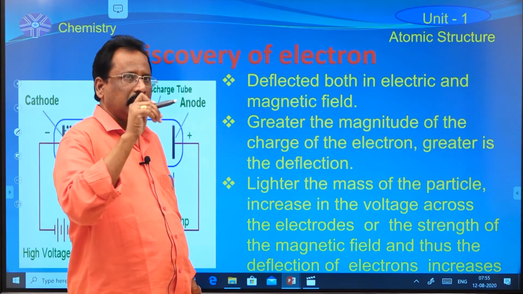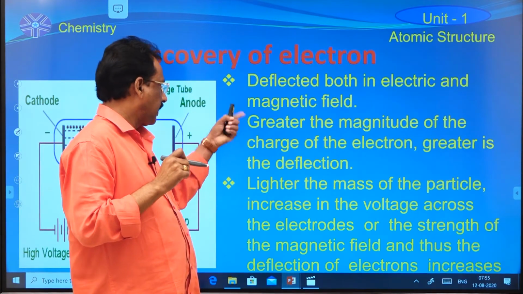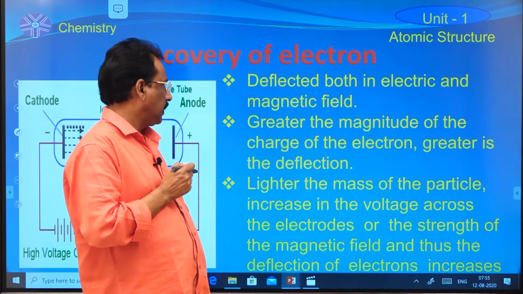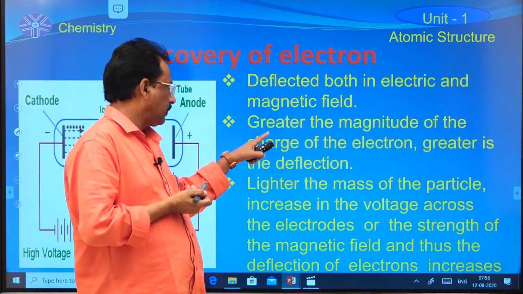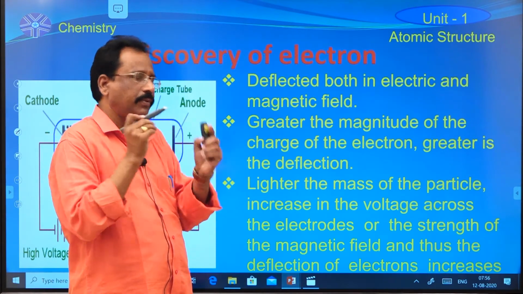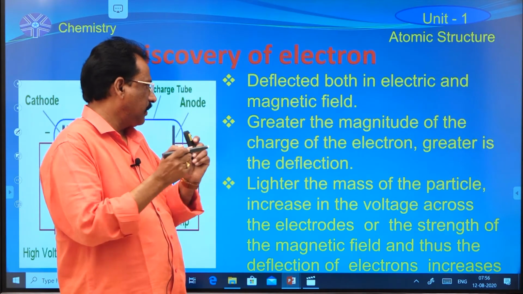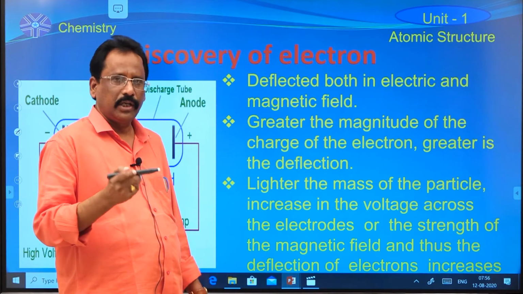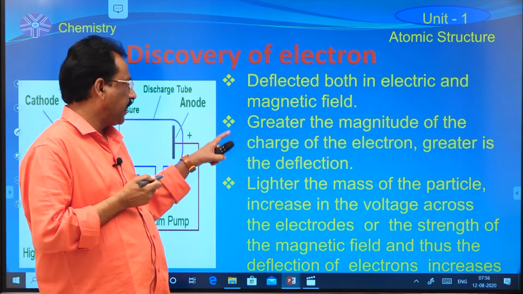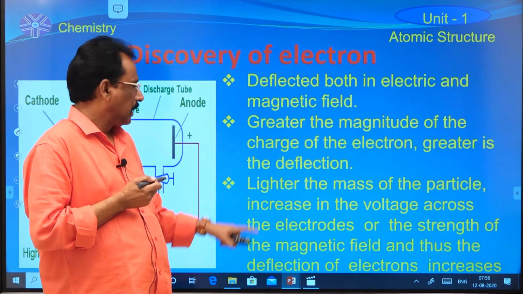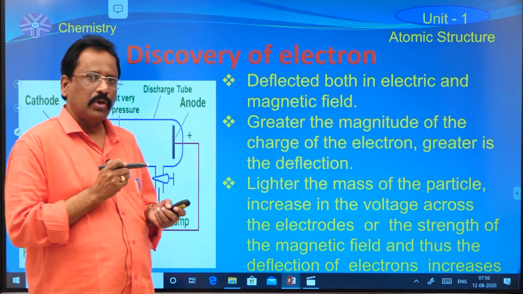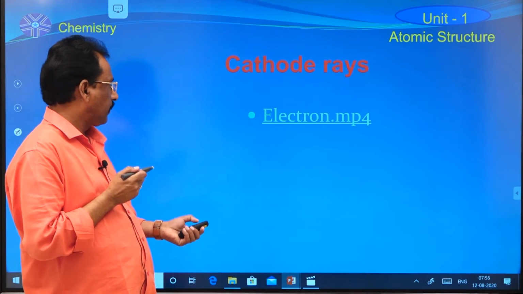In the absence of a field, they move in straight lines, but in the presence of either an electrical field or a magnetic field, they show some deflection. The magnitude of the deflection depends on the charge: the greater the magnitude of the charge on the particle, the greater is the deflection. Deflection means interaction between the particles and the field. If the particle mass is very small, the interaction between the particles and the applied electrical or magnetic field is more, so that particle shows a greater rate of deflection. So according to J.J. Thomson, the greater the magnitude of the charge on the particle, the more the deflection. A lighter mass particle shows more deflection. If the strength of the electrical or magnetic field is more, those particles also show more deflection.